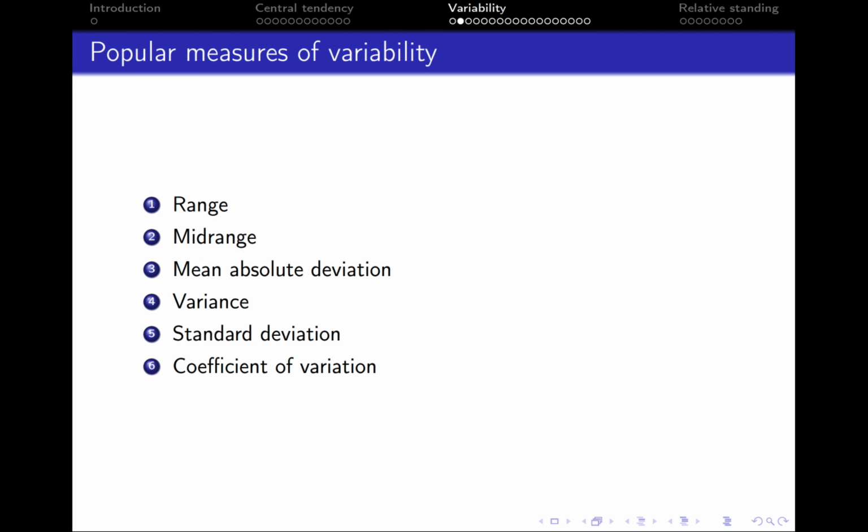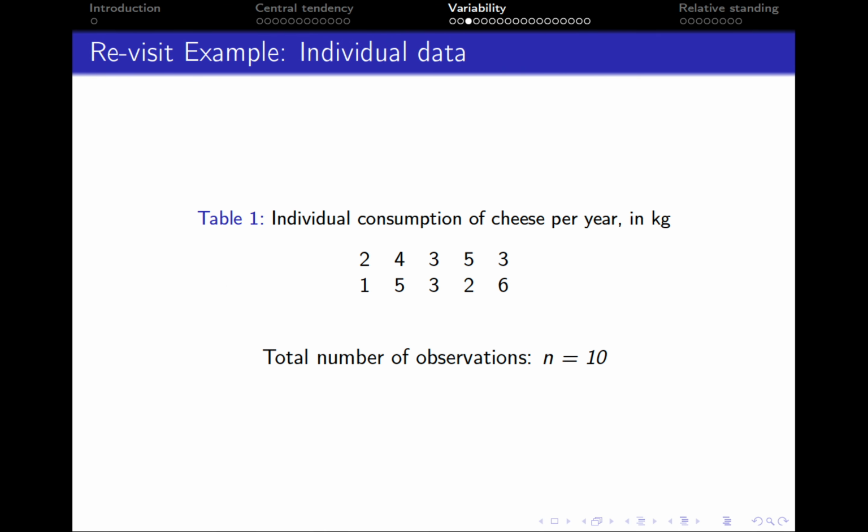So let's go through each of them. Let's revisit the example of individual data, consumption of cheese per year. So those are the values. We know that there are in total 10 observations.